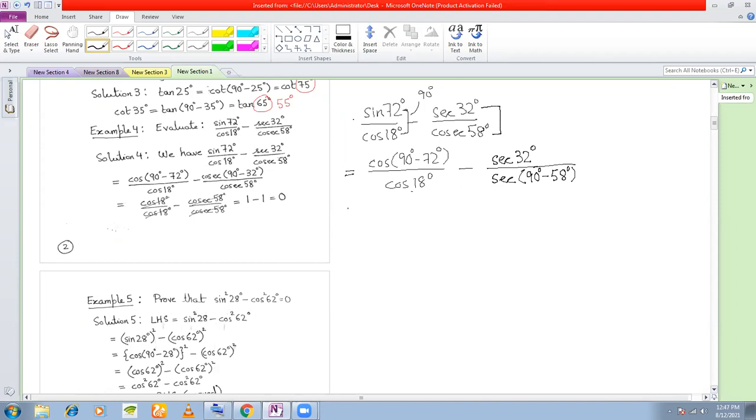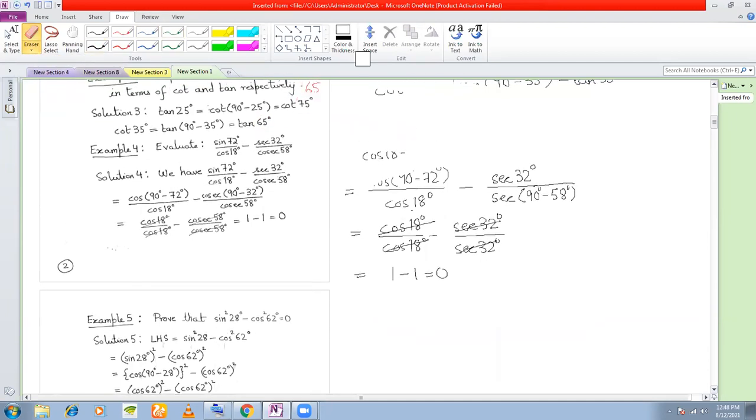Is this step clear? This becomes cos 18 degrees divided by cos 18 degrees, minus this becomes sec 32 degrees, and here also we get sec 32 degrees. So what happens? This and this cancel, this and this cancel. So you get 1 minus 1, which is equal to 0. Okay. Can I move on to the next one then? Yes, sir.